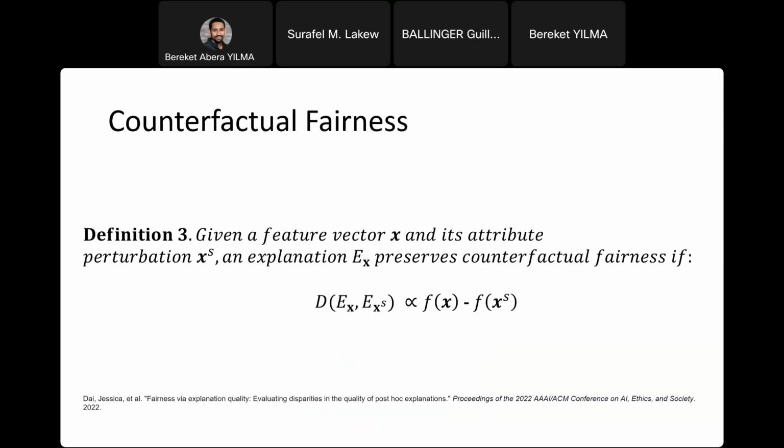And finally, counterfactual fairness. We have an original data point and its explanation, we have its perturbation and its explanation, and we generate predictions. If these explanations are similar, we want the predictions to be similar, and if dissimilar, dissimilar.